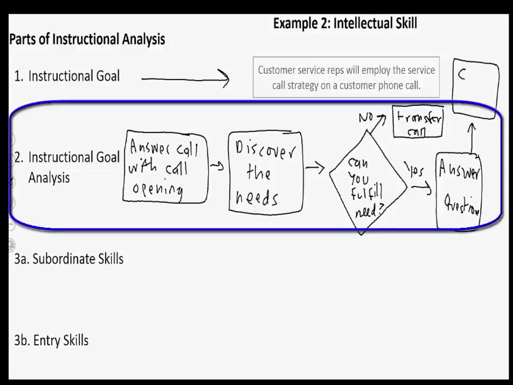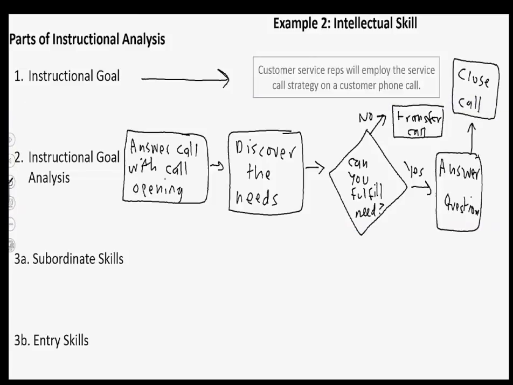That's our final step. So this is my draft of our instructional goal analysis. Even now, as I look at this, it's not perfect, because can you fulfill the need? If it's a no, maybe they would need to transfer the call, but they might also need to just tell them, hey, we don't have that information, or hey, I can't do that request for you. So that might not work. And sometimes answering the question is not the only thing you need to do. Maybe there's some other action that needs to be taken. So I can already tell that this isn't a perfect instructional goal analysis, but it's a start.